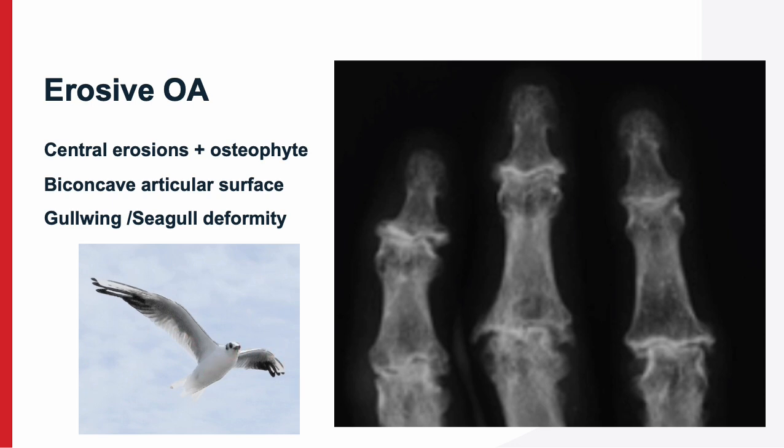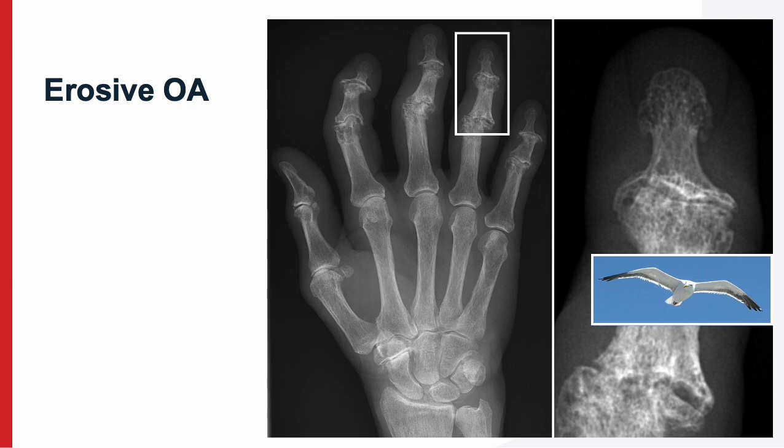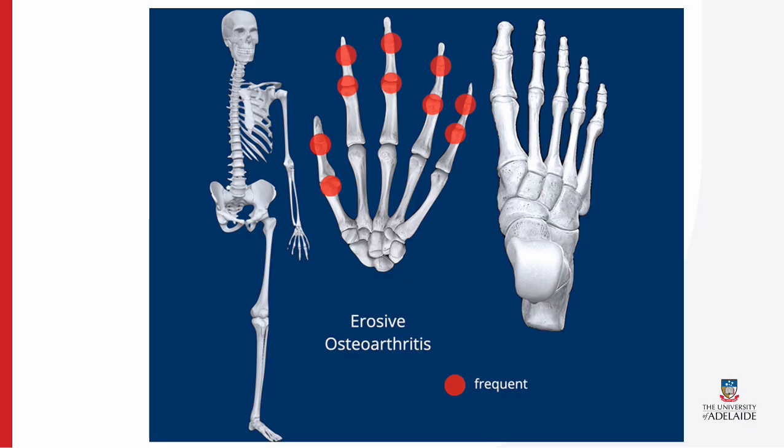And again, another picture of it. This articular erosions, subarticular erosions, proliferative changes at the margins, and this gull wing deformity. Distribution, as we've talked about, classically within the hands, DIPJ and PIPJ.